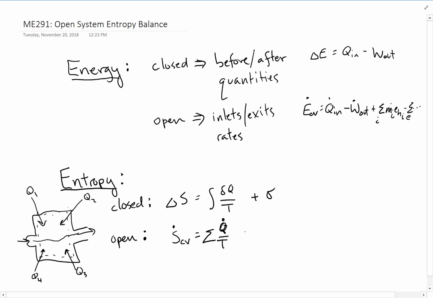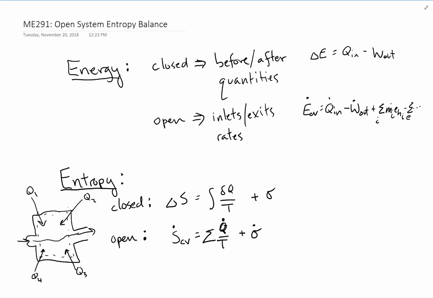So there's the first term. We've switched the amount of entropy change by heat transfer to a rate at which entropy is moving into the box by heat transfer. For entropy generation, we're going to do the same thing. We're just going to take that sigma and put a dot on it. Instead of looking at the amount of entropy generation, we're going to look at the rate at which entropy gets generated inside the box as irreversibilities continuously occur.